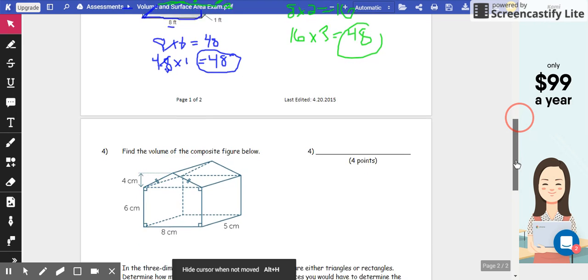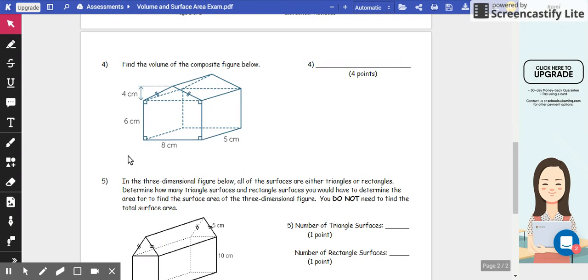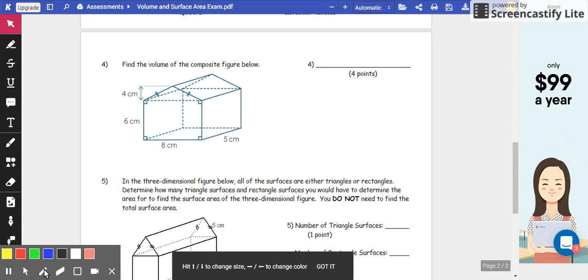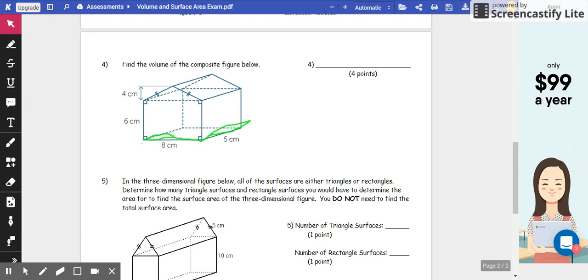Okay, next. Okay, problem number 4. Again, it's a composite figure, and again, we're finding volume. So I'm going to start with the bottom, and right away I'm going to highlight my length and width because that's the base of my rectangular prism, and then my height. So my bottom is 8 times 5, which is 40. And then I have to take 40 and multiply it by my height to find volume. So then 40 times 6 is 240.